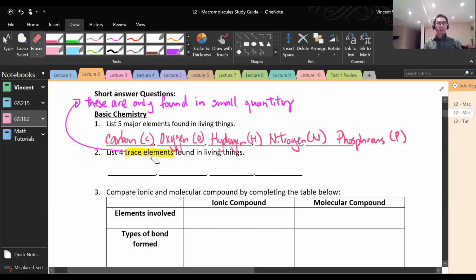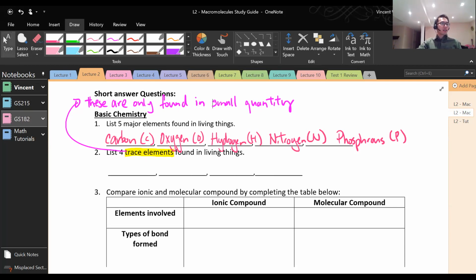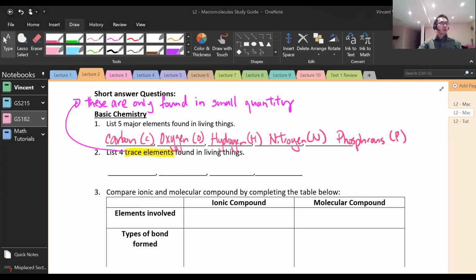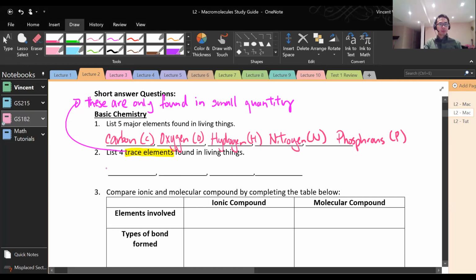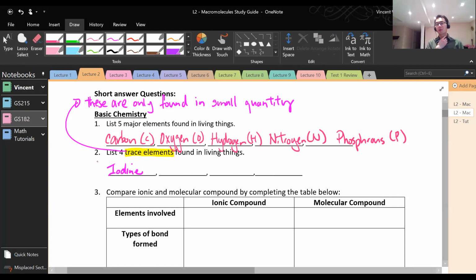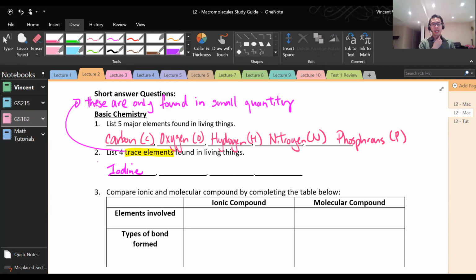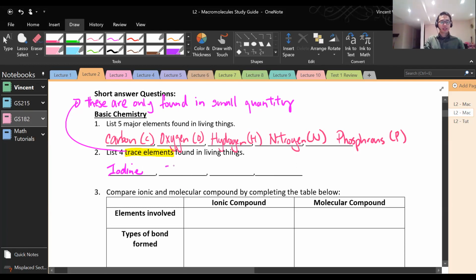Okay, so list 4 trace elements. Anybody want to give me some trace element, please? Marlon said iodine. That is absolutely correct. We need iodine for our thyroid gland. The thyroid gland makes these hormones called T3 and T4, and they require iodine. These hormones regulate your metabolism. Hashana says zinc, that's correct. It helps with the defense.